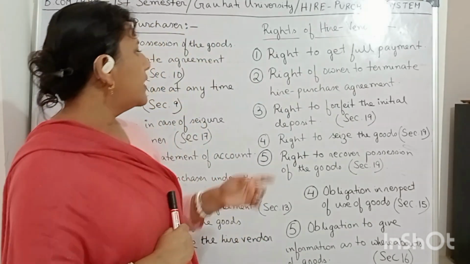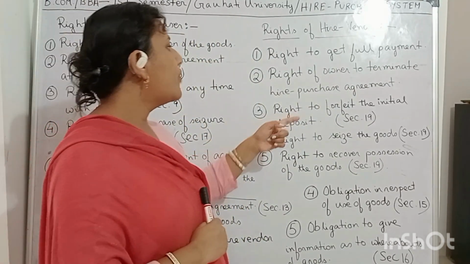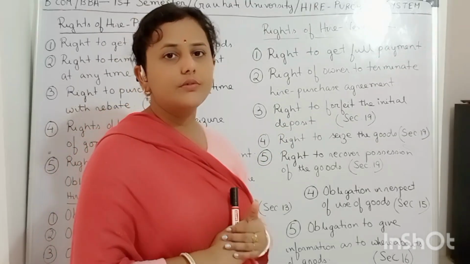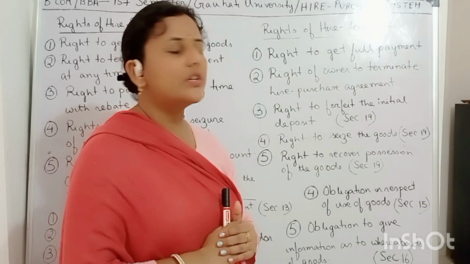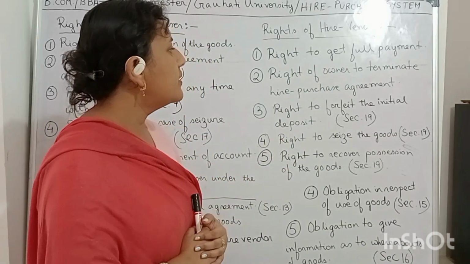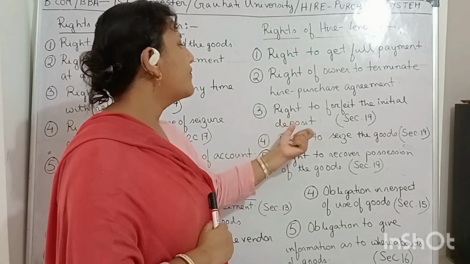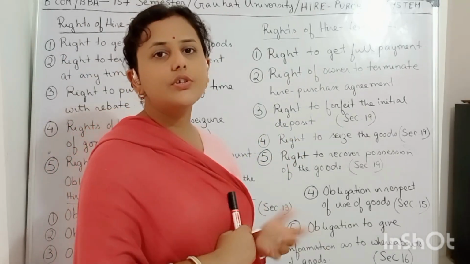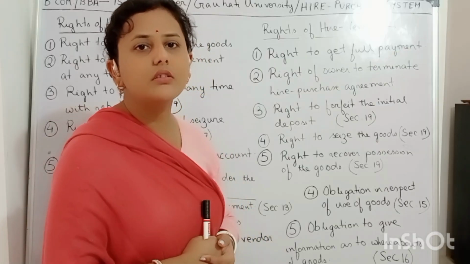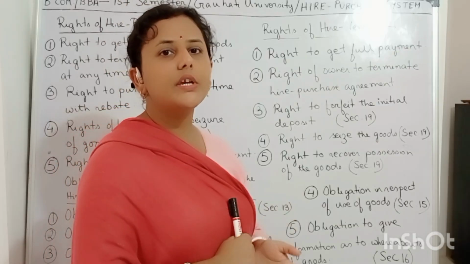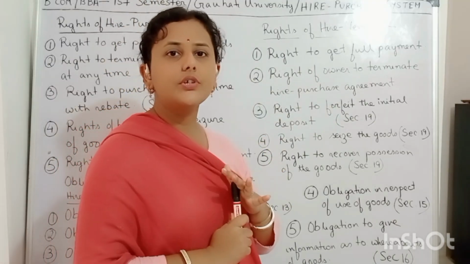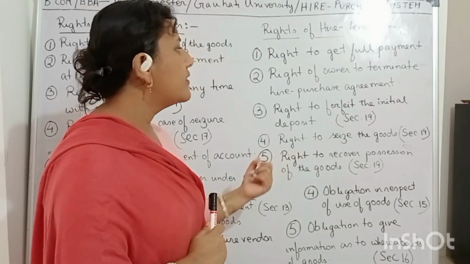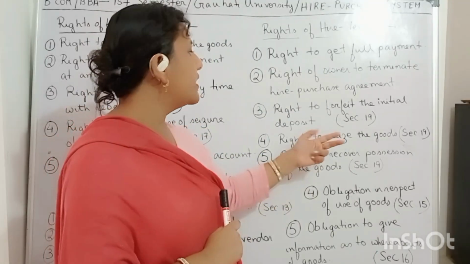Then in point number 3, right to forfeit the initial deposit. On termination of the hire purchase agreement, the hire vendor has the right to forfeit the initial deposit. Initial deposits are what? Down payments or any installments paid by the hire purchaser. So on termination of the hire purchase agreement, the hire vendor has the right to forfeit the initial deposit.